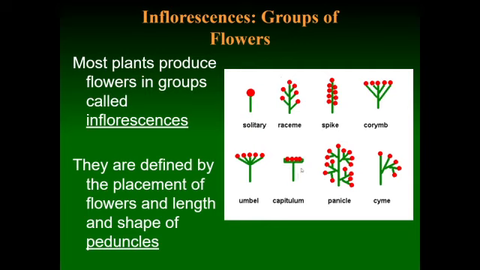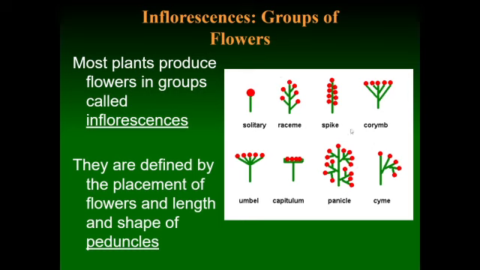The most important one that you'll want to remember is a capitulum, or a head inflorescence. This is very specific to a particular family of plants called the aster family, or the sunflower family. They look like they're one giant flower, but they're actually made of lots and lots of tiny flowers.